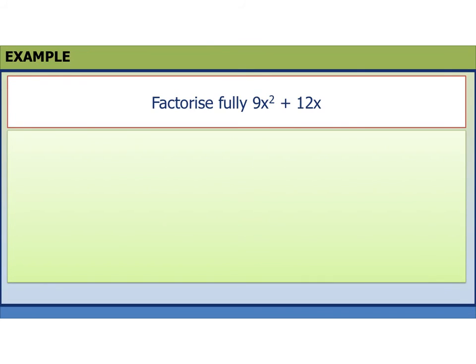Okay, so this is our last example. Factorise fully 9x squared plus 12x. So brackets, because it says factorise, that's what we know we have to do. Looking for the highest common factor of 9x squared and 12x. So the highest common factor of 9 and 12 is 3. 3 goes into them both, but nothing more.